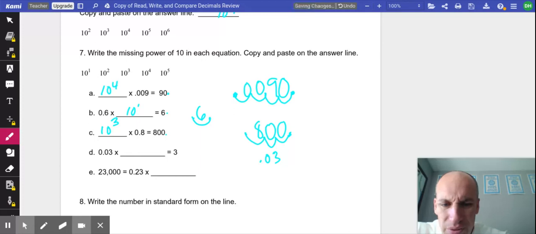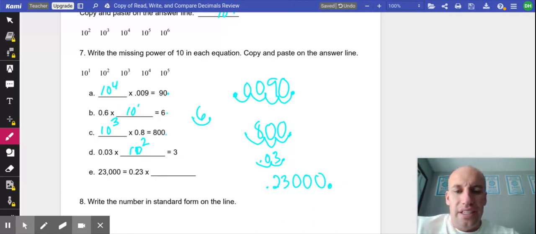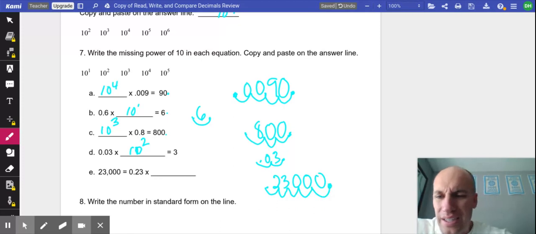300ths, and I need to end at 3, so I need to end there. I need to multiply it by 1, by 2, so 10 squared. And my last one, 23 hundredths, and I need 23,000. So I need to stop right there. I need to move my decimal place 1, 2, 3, 4, 5. 10 to the 5th.